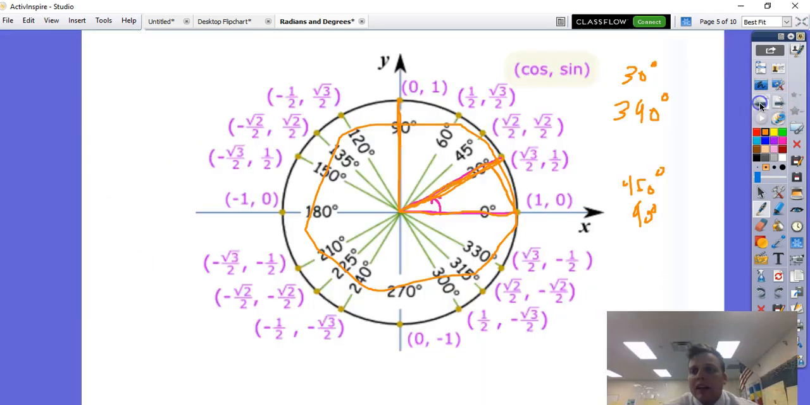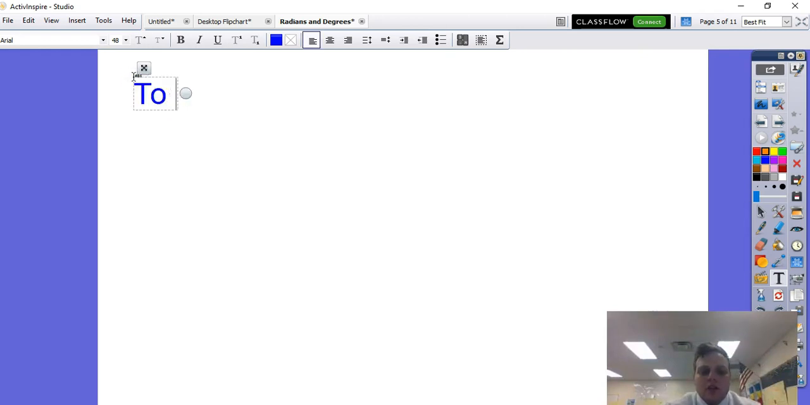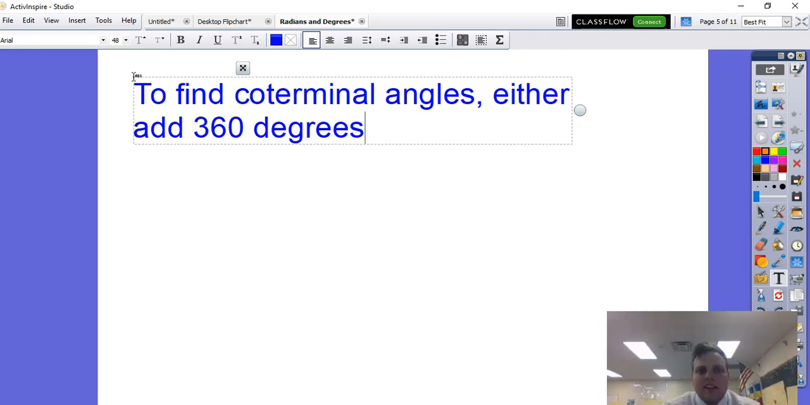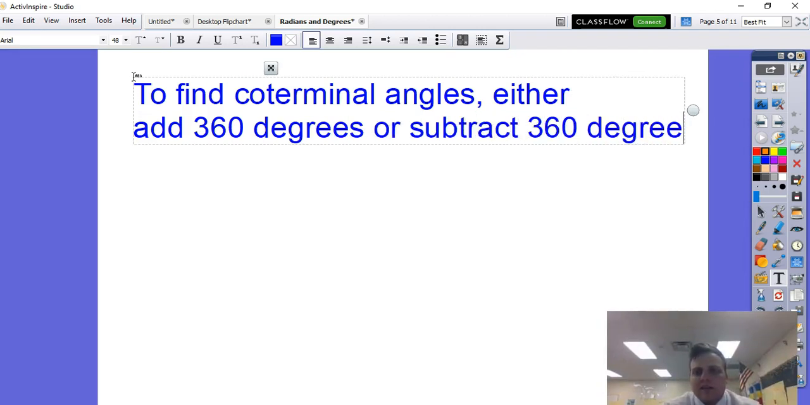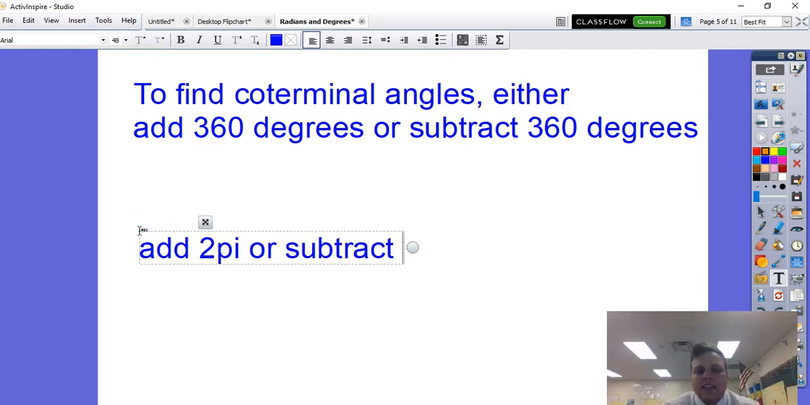To find coterminal angles, either add 360 degrees or subtract 360 degrees. Now, that's assuming it's in degrees. What if it was in radians? Same thing, but you would add 2 pi or subtract 2 pi. And you can do this as many times as you want to continue finding more and more angles.